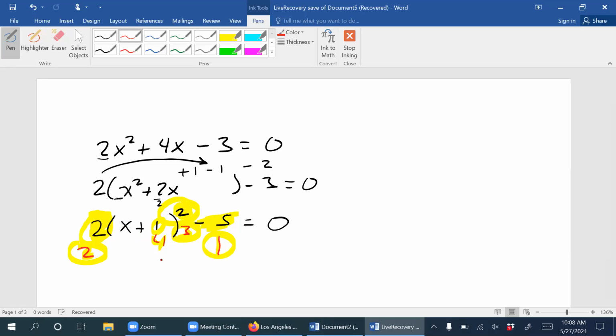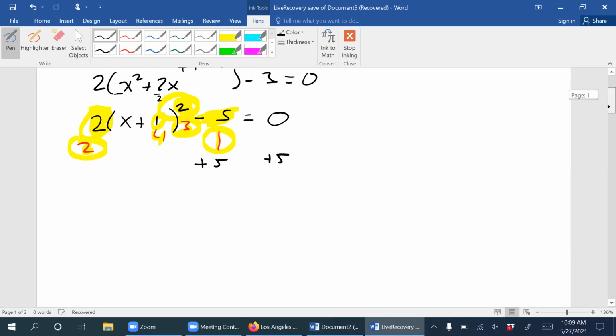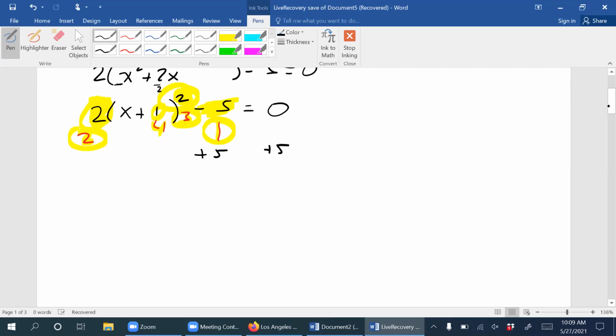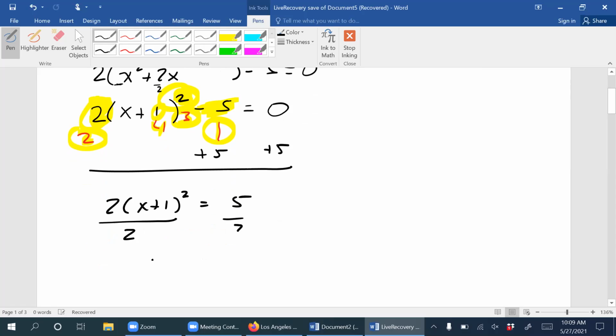But let's say you don't want to do the fast way. Fine, we'll go ahead and do the slow way first. We'll take our time, and then I'll show you guys the speed version of this, okay? So I'm going to get rid of 5 first, plus 5 to both sides. If I add 5 to both sides, we're left with 2 times x plus 1 squared is equal to 5. Great. Now get rid of the 2. Divide 2 to both sides. x plus 1 squared is equal to 5 over 2.